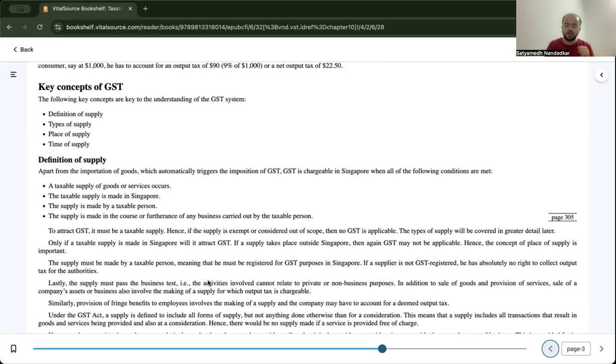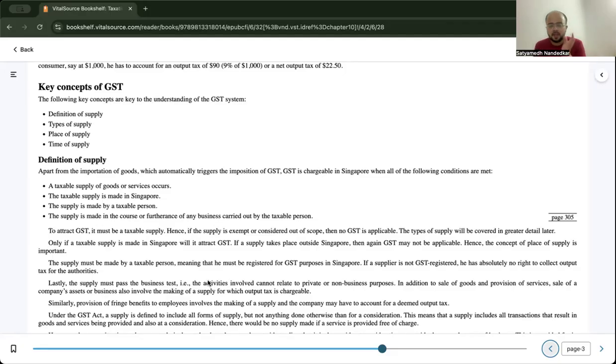Apart from importation of goods, which automatically triggers the imposition of GST, GST is chargeable in Singapore when all of the following conditions are met. There are four conditions. Taxable supply of goods and service occurs. Taxable supply is made in Singapore. The supply is made by a taxable person, and the supply is made in the course or furtherance of any business carried out by a taxable person.